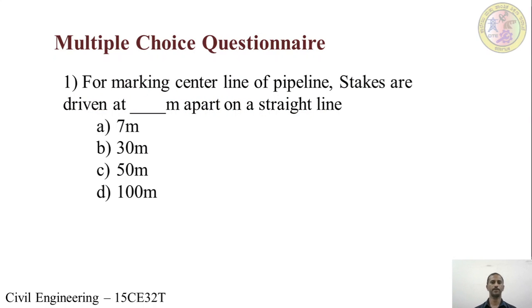Now it's time for the multiple choice questionnaire. Question number 1. For marking the center line of a pipeline, stakes are driven at dash meter apart on a straight line. A 7 meter, B 30 meter, C 50 meter, D 100 meter. And the answer is 30 meter. The center lines are marked at 30 meter apart in a straight line. In a curved line, it is about 7.5 to 15 meter interval.